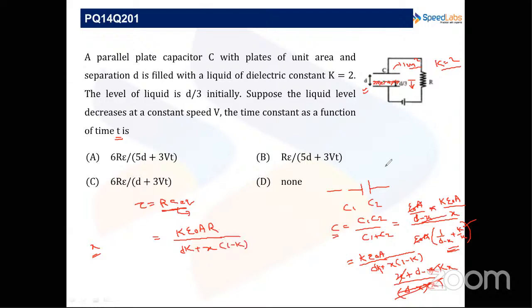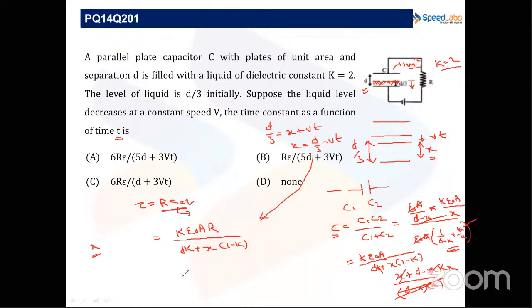Now what is x? So see, if we have a look on this, we have assumed that this distance is x, right? So basically x is the distance after t time. Originally it was, let's say, d by 3. Then how much is this distance? This is vt because liquid is falling with a constant speed v. So it is v into t. So can I write d by 3 must be equal to x plus vt? Now from here x comes to be d by 3 minus vt. So if we substitute just that instead of x, we are going to get our answer, right?